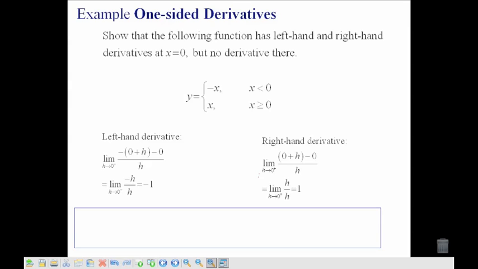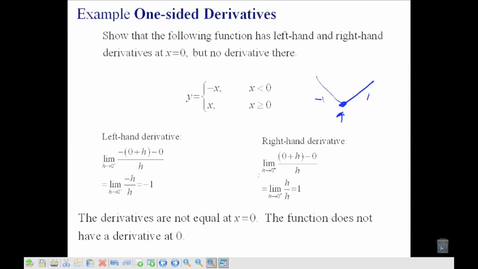This is really the absolute value function here, where on the negative side everything's going to change sign. So at 0 we get the bottom of our V here. So we have a negative 1 slope on one side, positive 1 slope on the other side. And since they're coming to a point where they disagree, we don't have a slope at that point. So we'll say that the function is not differentiable at 0.